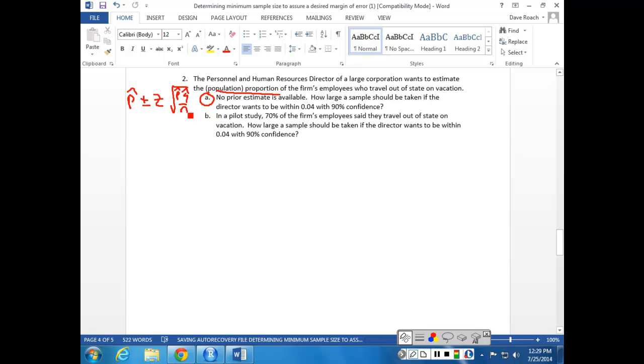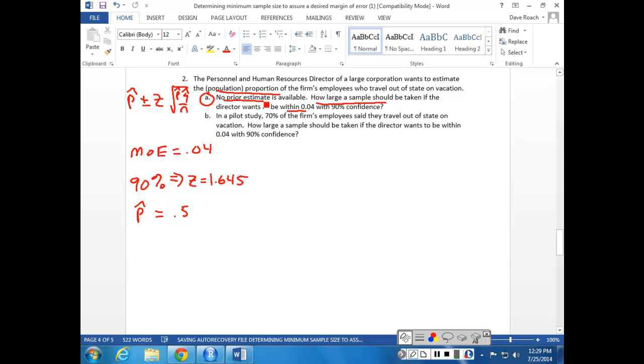So now what we want to know is how large a sample should we take if we want to be within 0.04. That's margin of error. With 90% confidence. So z is going to equal 1.645. And we have no prior estimate of p hat, so we're going to set that to 0.5. So no prior estimate.